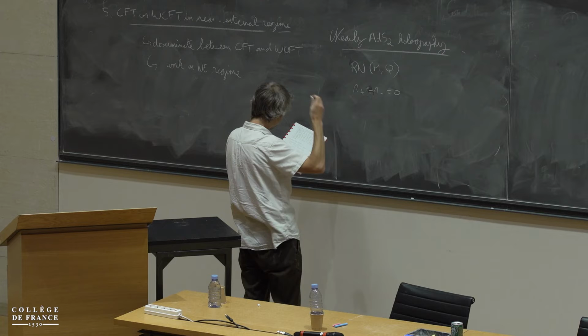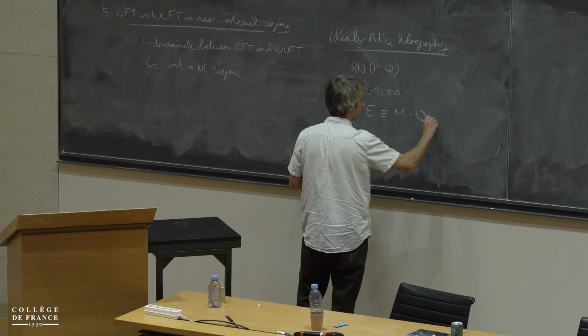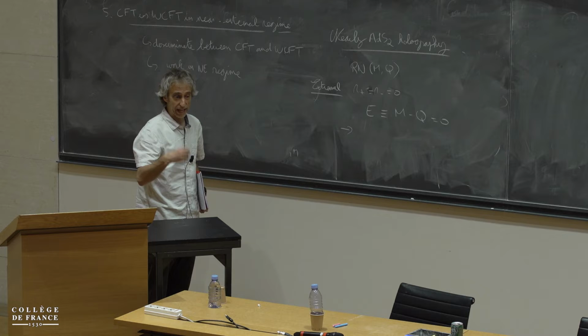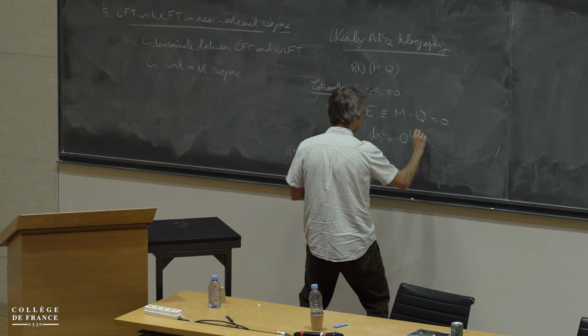You can define the energy above extremality, which is defined by M minus Q, and this is equal to zero for an extremal black hole. In the near-horizon geometry, the Reissner-Nordström black hole becomes AdS2 times S2. So ds squared is Q squared times minus dt squared plus dr squared.